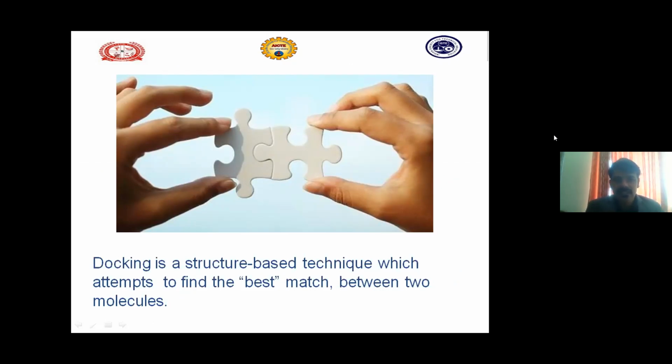You can see here, docking is nothing but a structure-based technique which attempts to find the best match between two molecules. You can see it as a puzzle we are solving. And I'll give you one surprise number. There were 40,000 papers published during the Corona period only on docking. Everyone was trying to suggest some solution using in-silico models. So you can understand the power of computers and the power of docking.